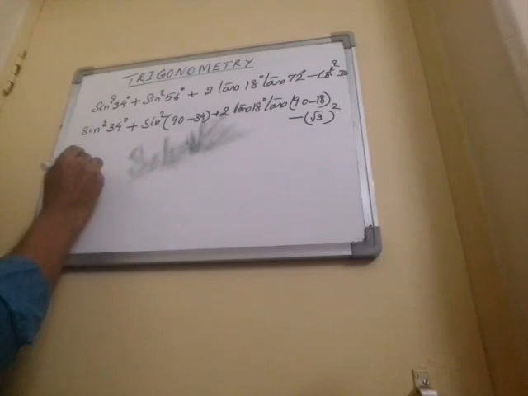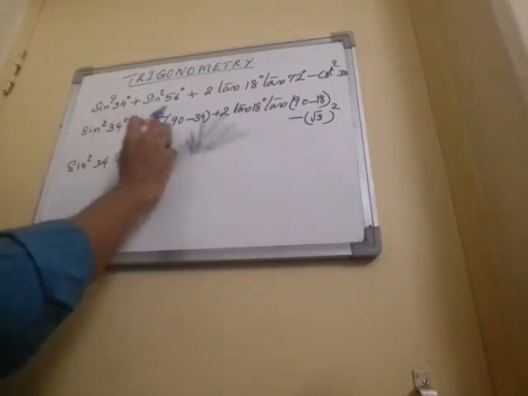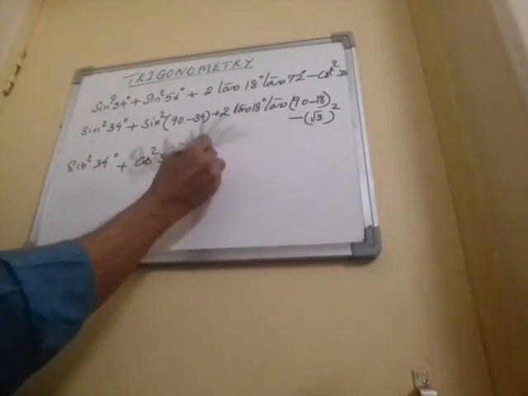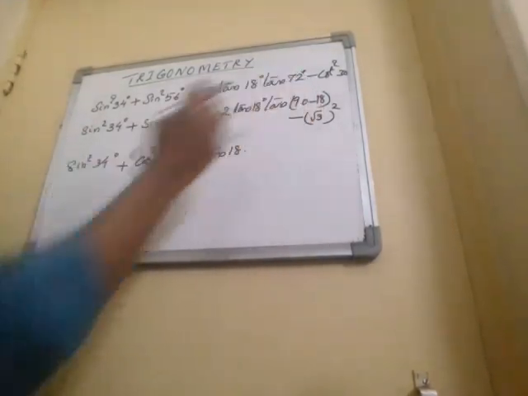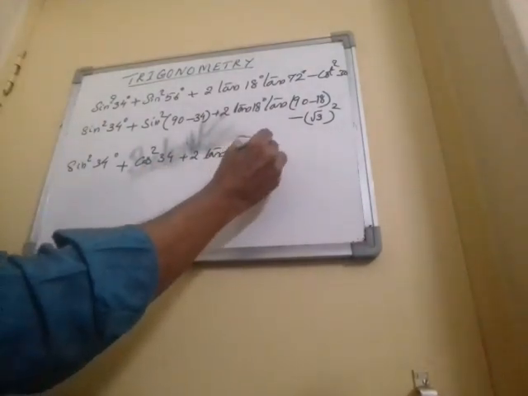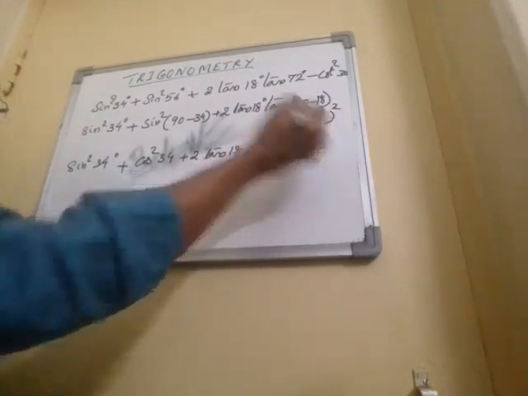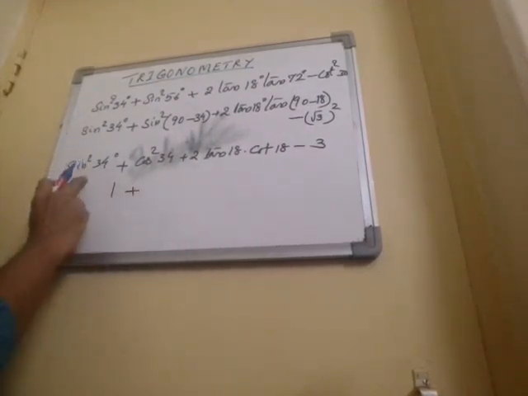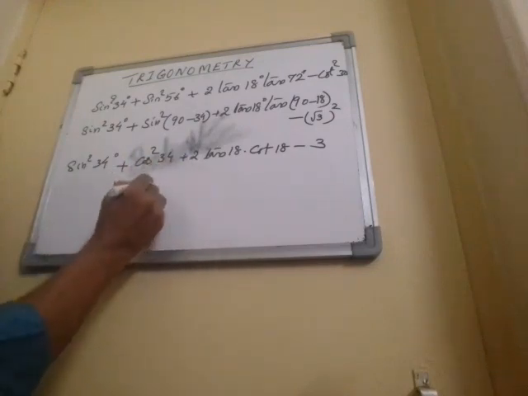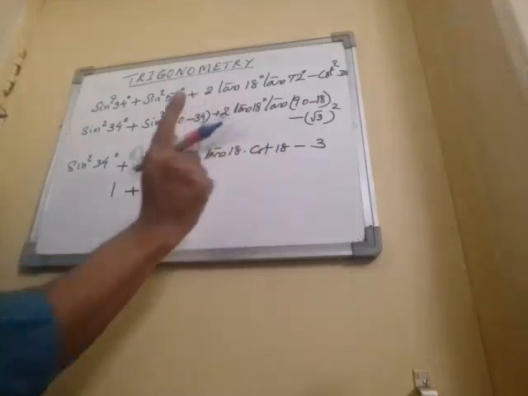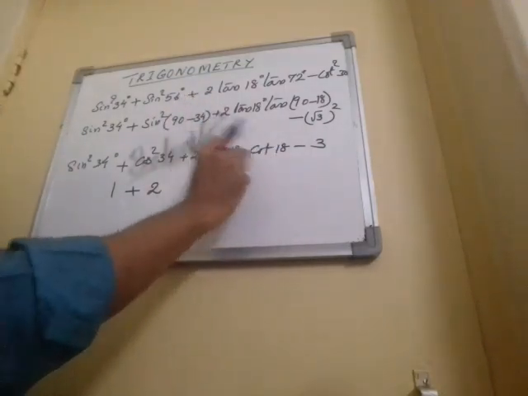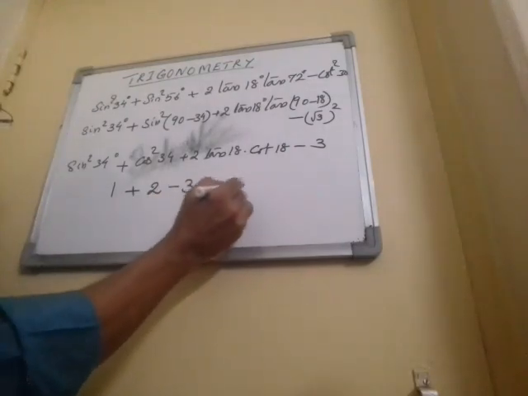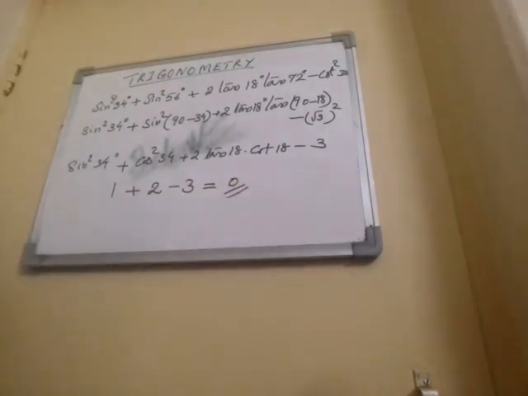Now the next step, sine square 34 plus sine of 90 minus 34 is cos 34. So cos square 34 plus 2 tan 18. Tan of 90 minus 18 is cot 18, minus 3. Root 3 square is 3. Now sine square 34 plus cos square 34, that is 1, using the identity sin square A plus cos square A is 1. Plus 2 tan 18 into cot 18, that is 1, because cot 18 is the reciprocal of tan 18, so it cancels, and it's 1 minus 3. So 1 plus 2, 3, 3 minus 3, 0. The answer is 0. Now let us see the next question.